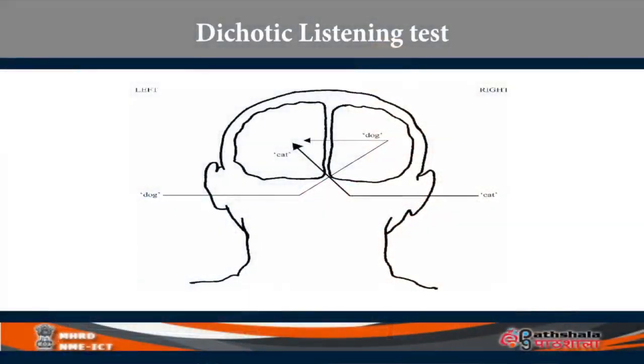See this picture, on the right side, right ear, the word cat is going into the right ear and reaching the left hemisphere. Okay. And therefore, cat will be reported correctly, whichever words are going through the right ear will be reported correctly. On the other hand, the word dog is given to the left ear. Notice that the word will go first into the right hemisphere and then come to the left hemisphere through the corpus callosum. So, the pathway is much longer.